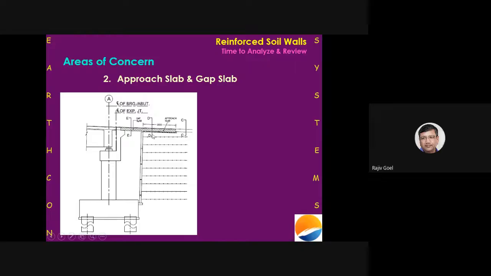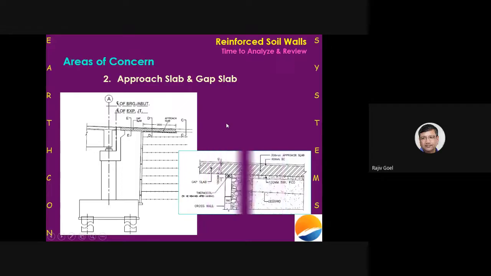The point I'm trying to stress here is that the approach slab from here to here should be about 3.5 meters. Let's not make the entire length from here to here 3.5 meters. The slab which is resting on the soil here should be about 3.5 meters long, and you can make it monolithic with the gap slab. This is shown again in this slide. This is my fascia panel, the filter media behind. The gap slab and the approach slab can be made monolithic.